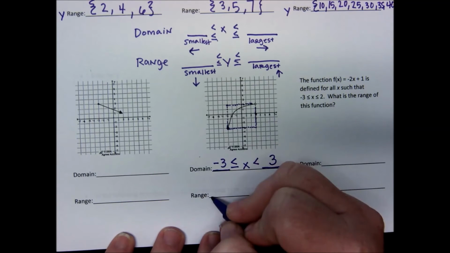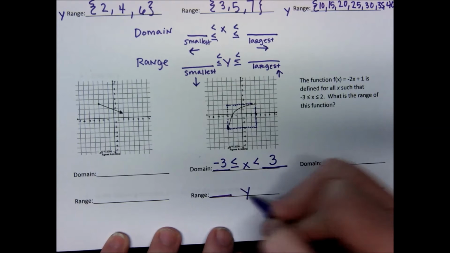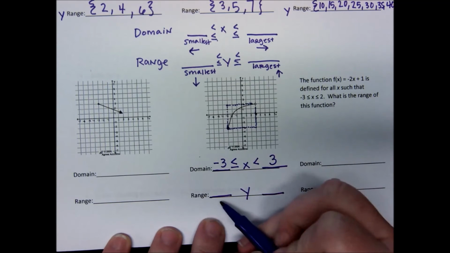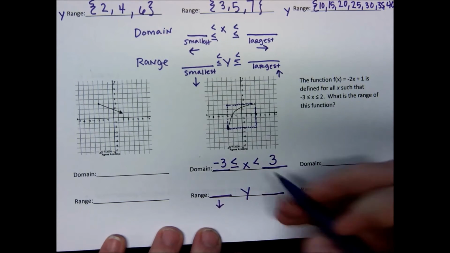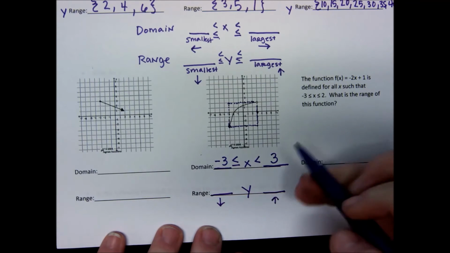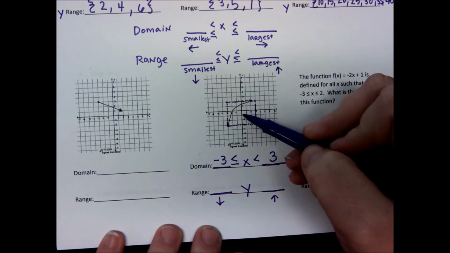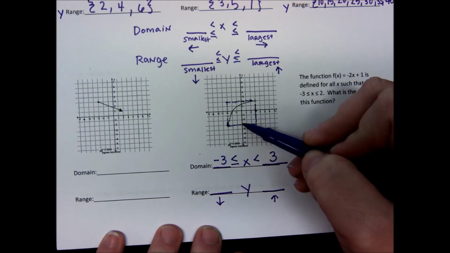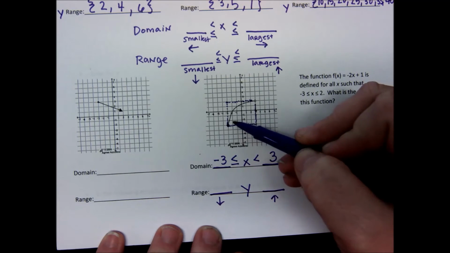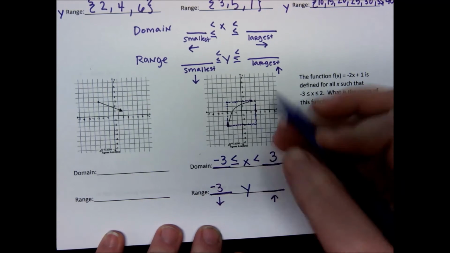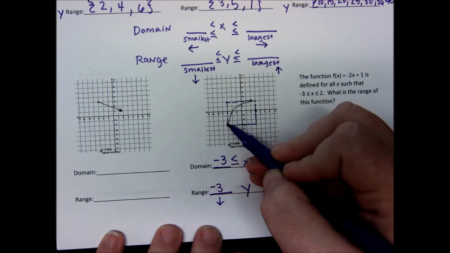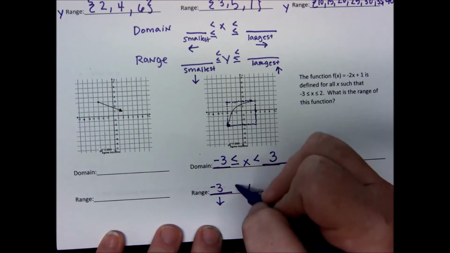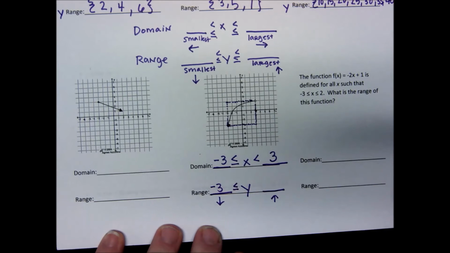So now let's do the range. I'm going to leave a blank, y, and then blank. So my range, I'm looking at how far down it goes and then how far up it goes. So if I look down, the farthest down my graph goes is at -3. And I look to see what actually went to -3, and in this case it was a closed dot. So that means less than or equal to.